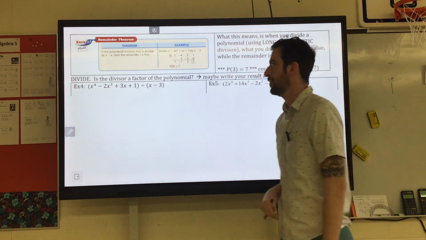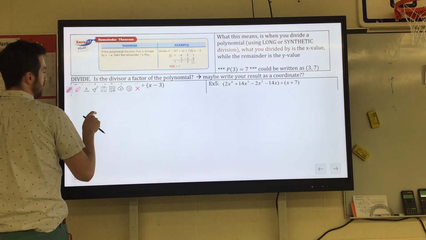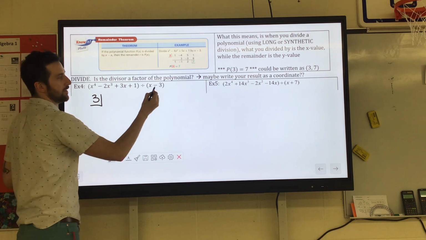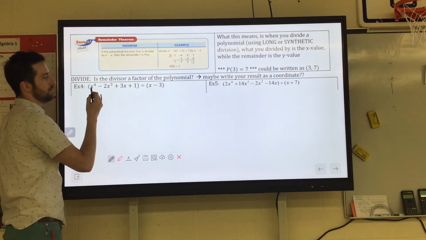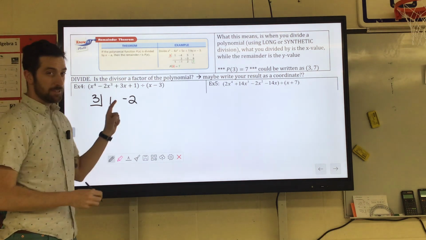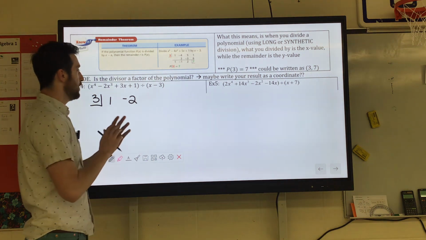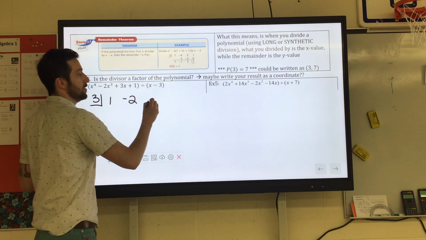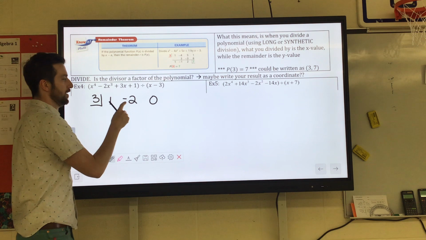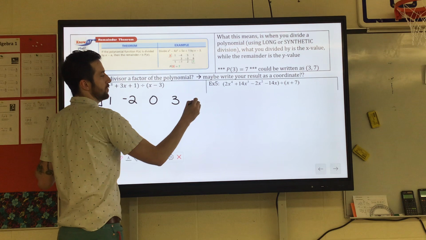So here we go. We're dividing by x minus 3. So in the box, I'm going to put a positive 3, right? Because it's x minus 3. I'm going to just write the coefficients. Now we have 1x to the fourth, negative 2x to the third. Then it jumps to x to the first. And just like with long division, you got to put place fillers in. We have 0 x's to the second. So as silly as it feels, you have to put the 0 there. So here was our 1x to the fourth, negative 2x to the third, 0x to the second, 3x to the first, and then 1.